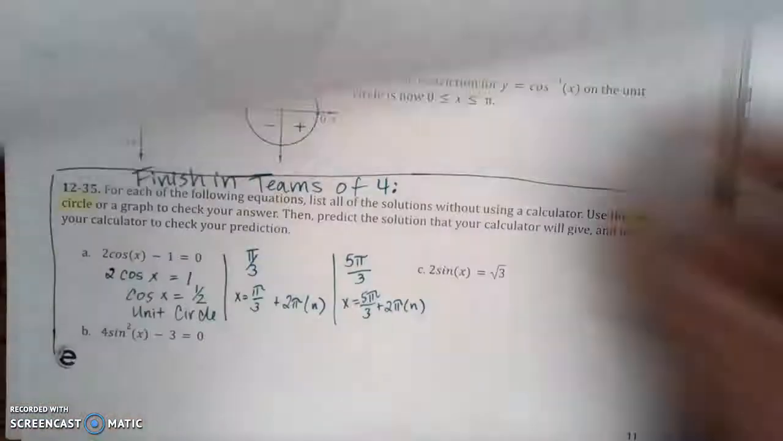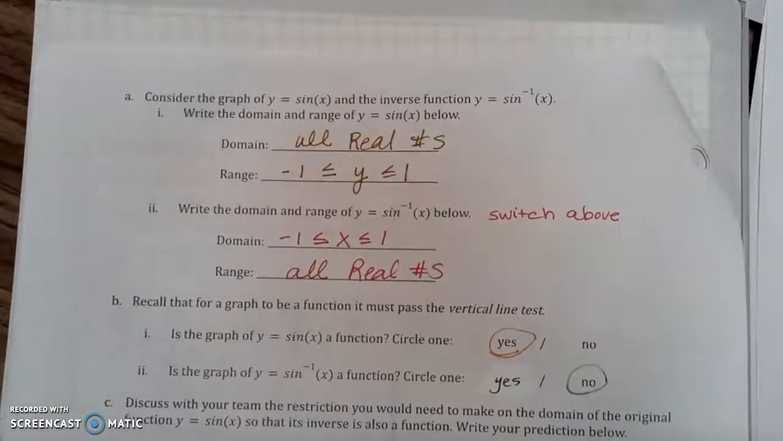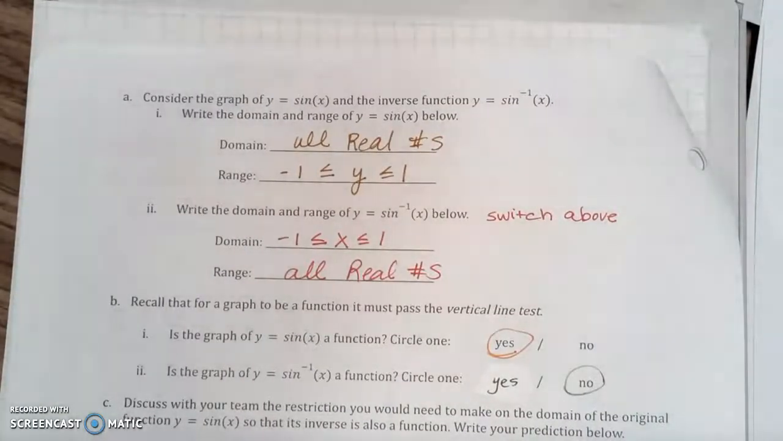Turn over to page 10. Up at the top of page 10, it's going to pose some questions to you. It says, consider the graph of y equals sine of x and the inverse function y equals sine inverse of x. Write the domain and the range of y equals sine of x below.